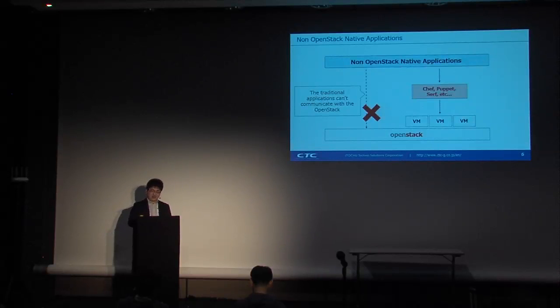Before getting into OpenStack Native, let me go over non-OpenStack Native applications. When non-OpenStack Native applications work on OpenStack environment, they need many other software tools to work efficiently. For example, Chef, Puppet, Surf, and so on. Because these traditional applications were developed before cloud computing and OpenStack appeared in our world.